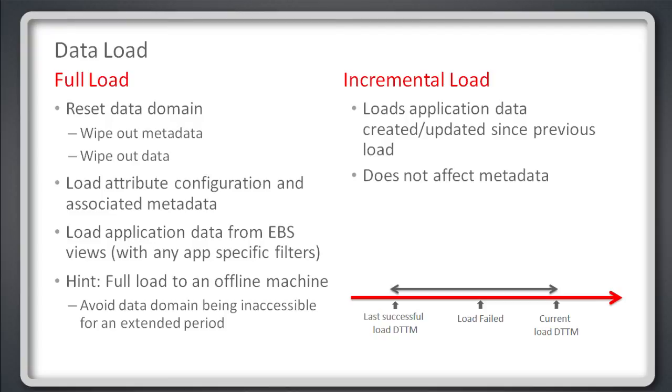The other type of loading the data is incremental load. What that means is that when you refresh your data, you bring only whatever change is happening. We have a timestamp for each attribute, so while we are running, we only bring the changes happening on the EBS side. So that's the incremental load.